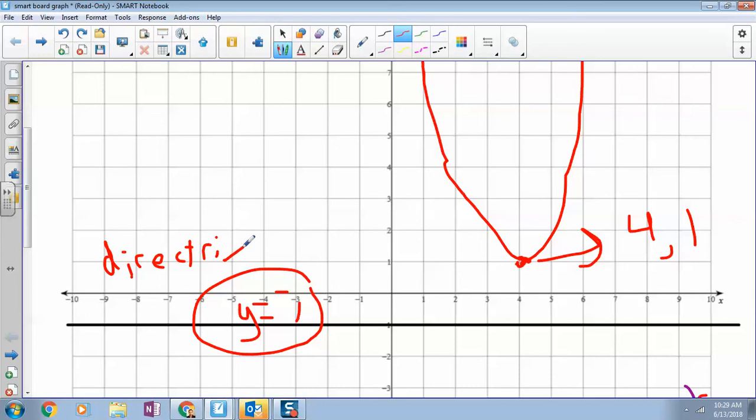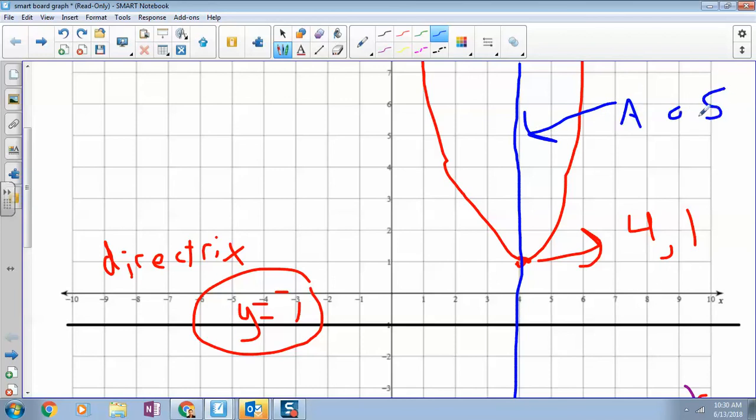Alright, so what you have to know is they have the same distance from the focus to the directrix. Struggling today, guys, I apologize. Alright, so here we go. There's my axis of symmetry. Alright, I'm just going to put AOS, axis of symmetry. Alright, so we need to find the focus. Here's how you do it. This is the directrix. How far is the directrix from the vertex? It is a distance of 2.